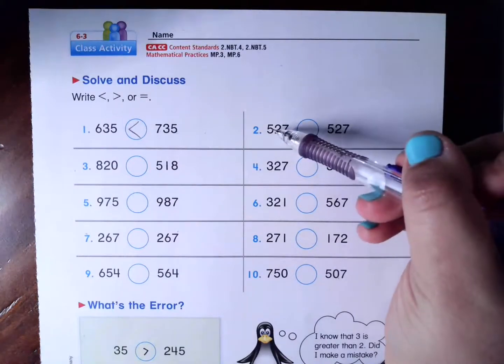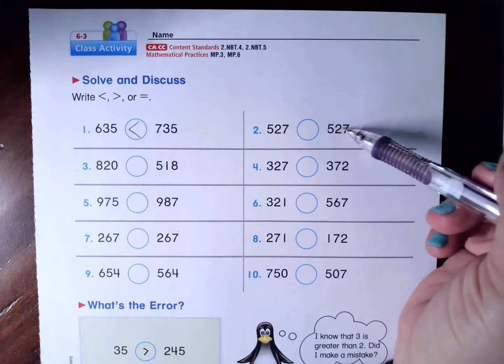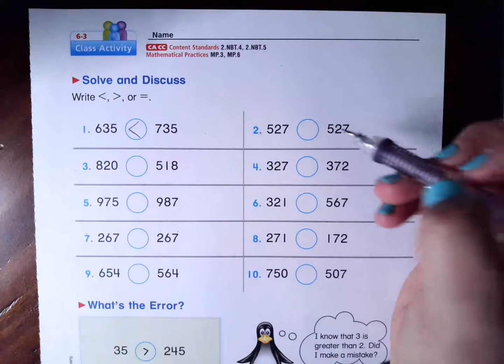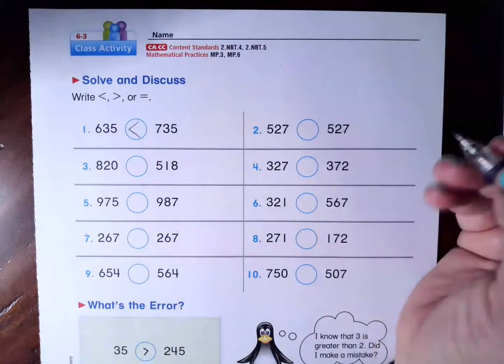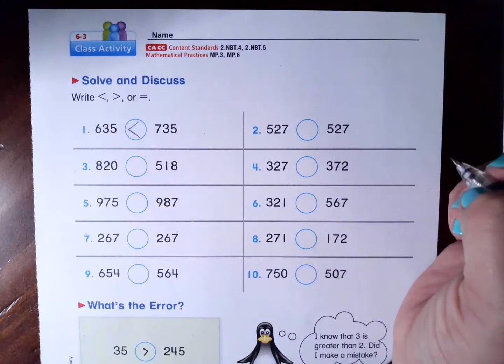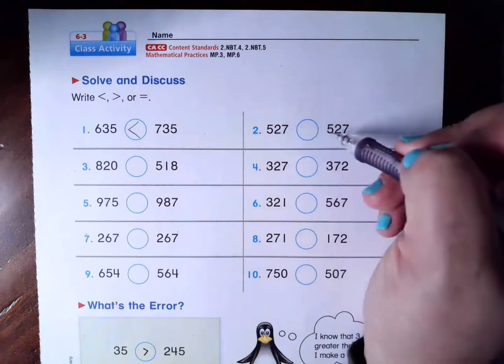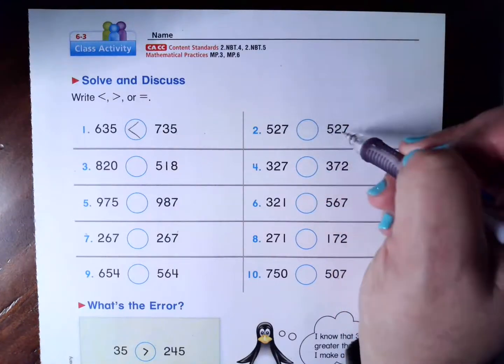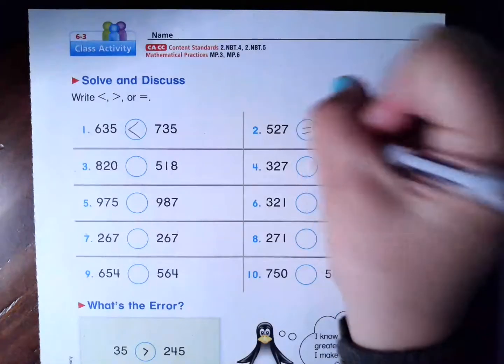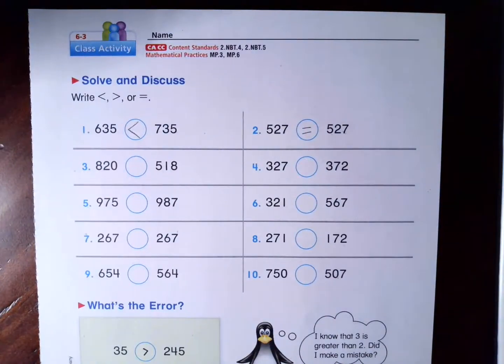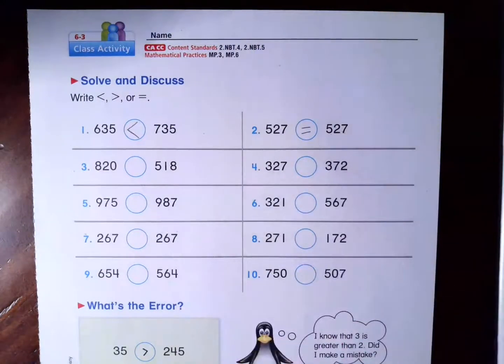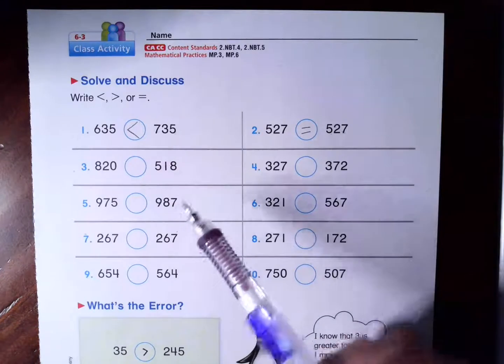Number 2, we have 527 and 527. It is very easy to see that these two numbers are completely the same, right? They have a 5, a 2, and a 7, and a 5, a 2, and a 7. So these two numbers are equal. Let's do number 3 and number 4 together, and then I will let you practice on your own.